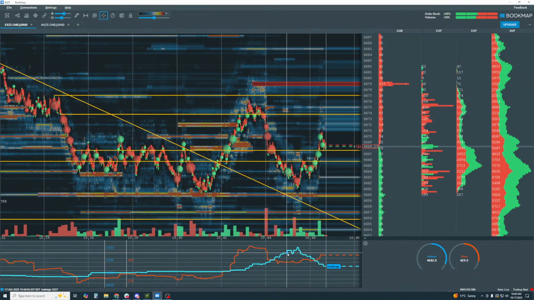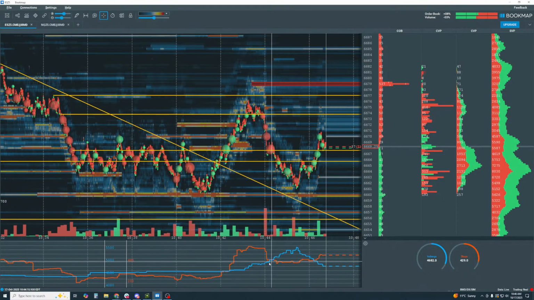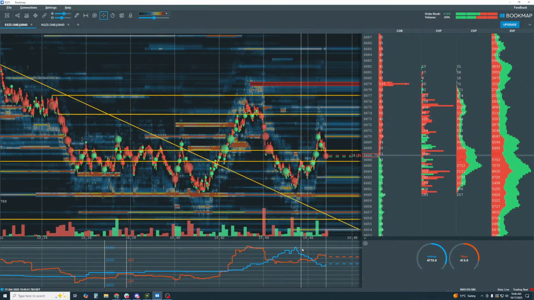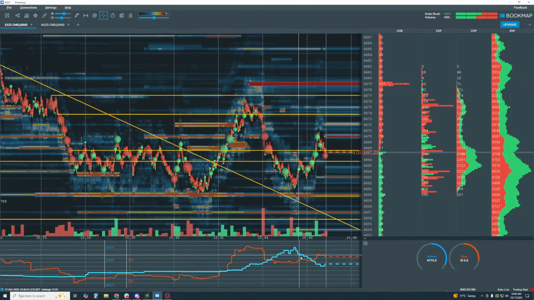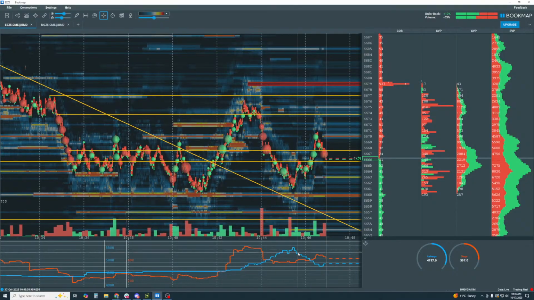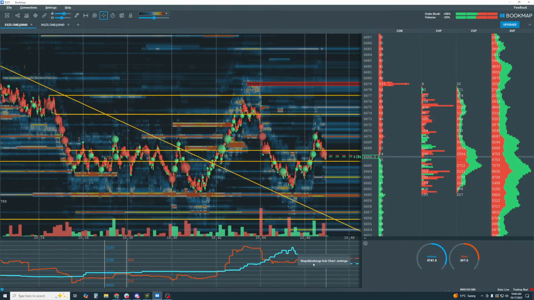If there are more buy icebergs, you'll see the move to the upside. If it starts moving to the downside, you know there's more sell icebergs in here. That's how it works, at least that's the setting I have. You don't have to go with that setting.